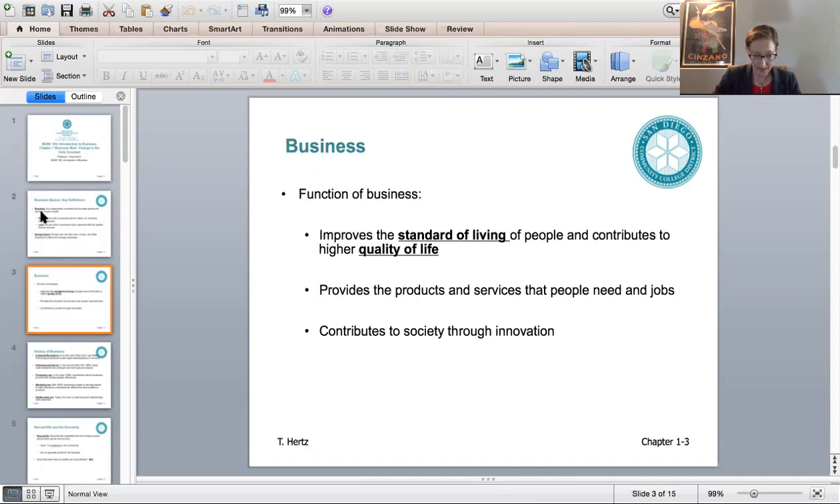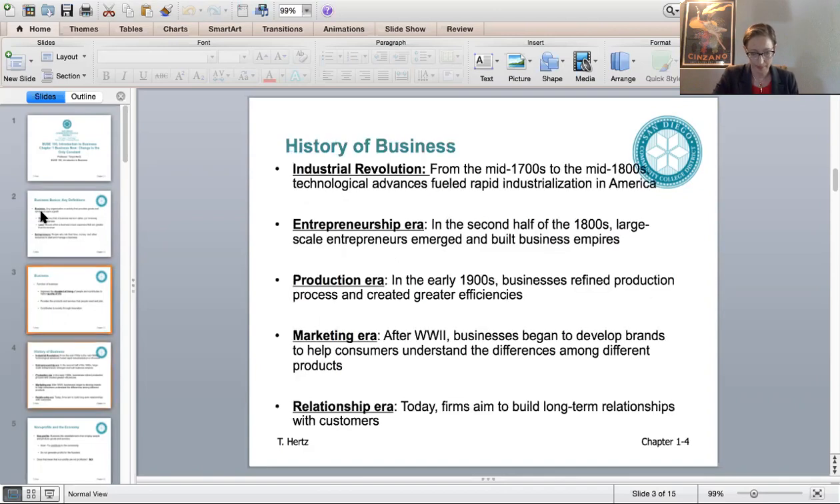Businesses provide products and services that people need in order to function. They provide jobs. They contribute to society through innovation, particularly entrepreneurial businesses do so.